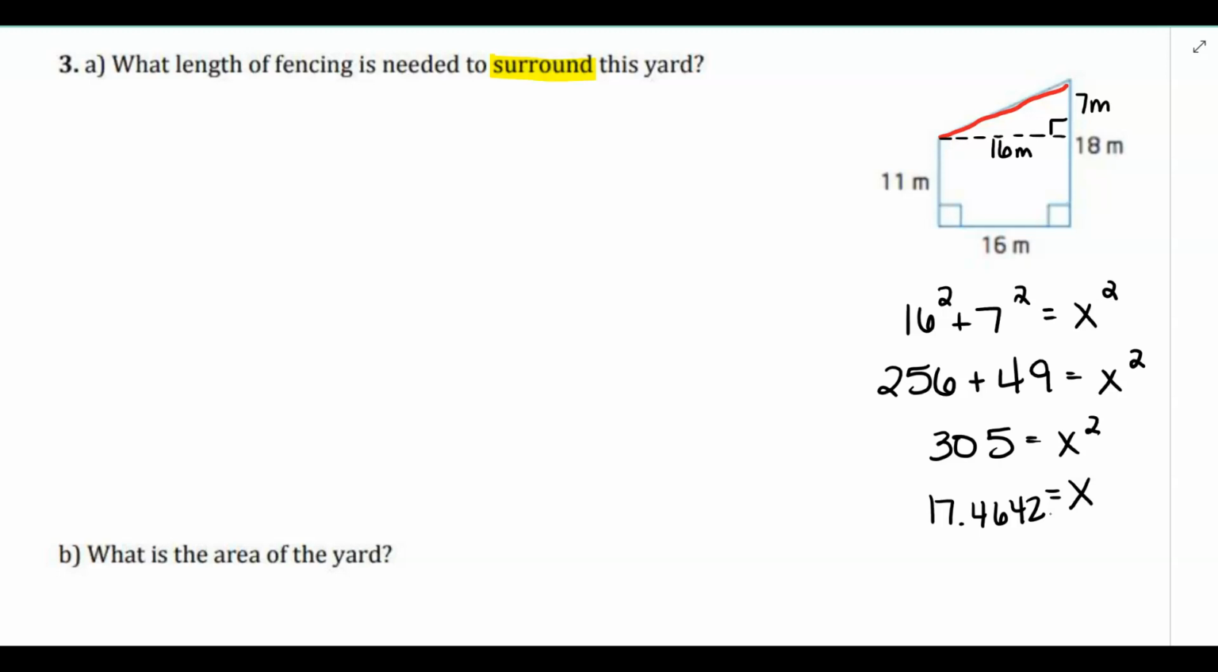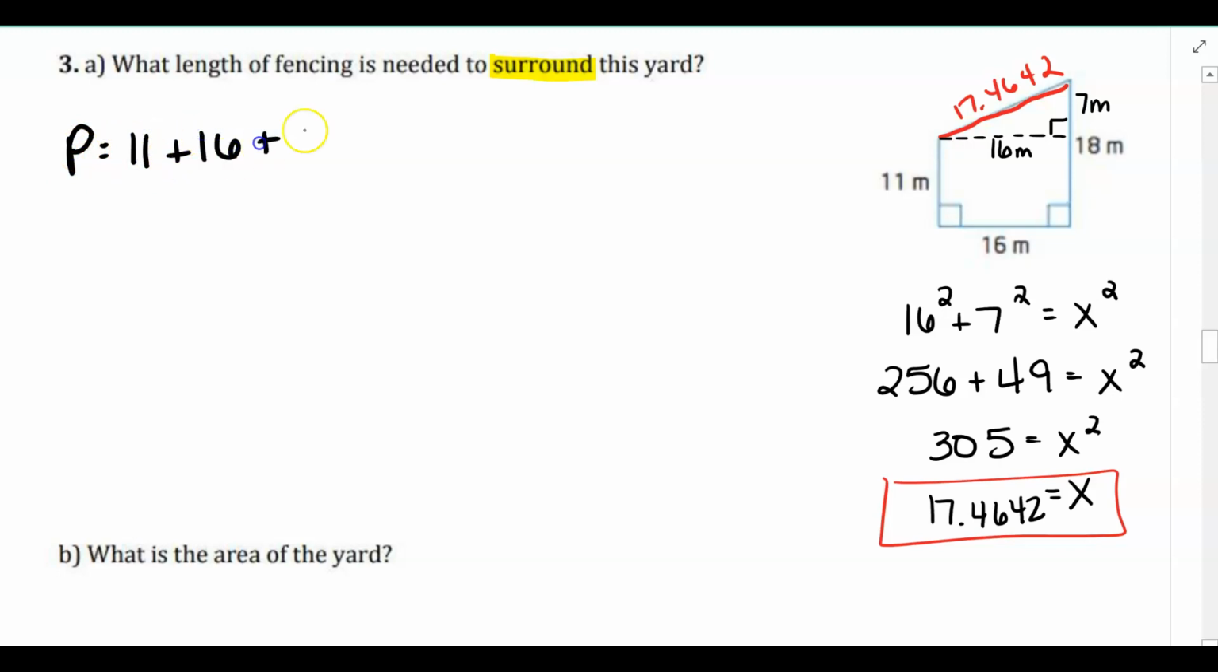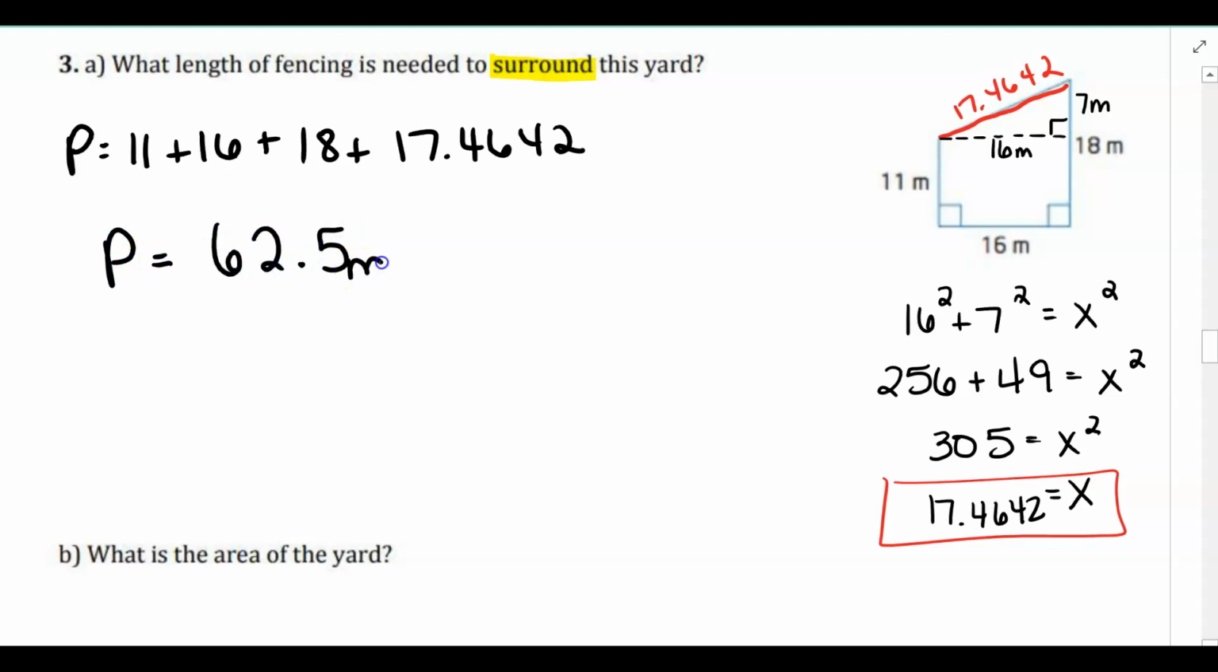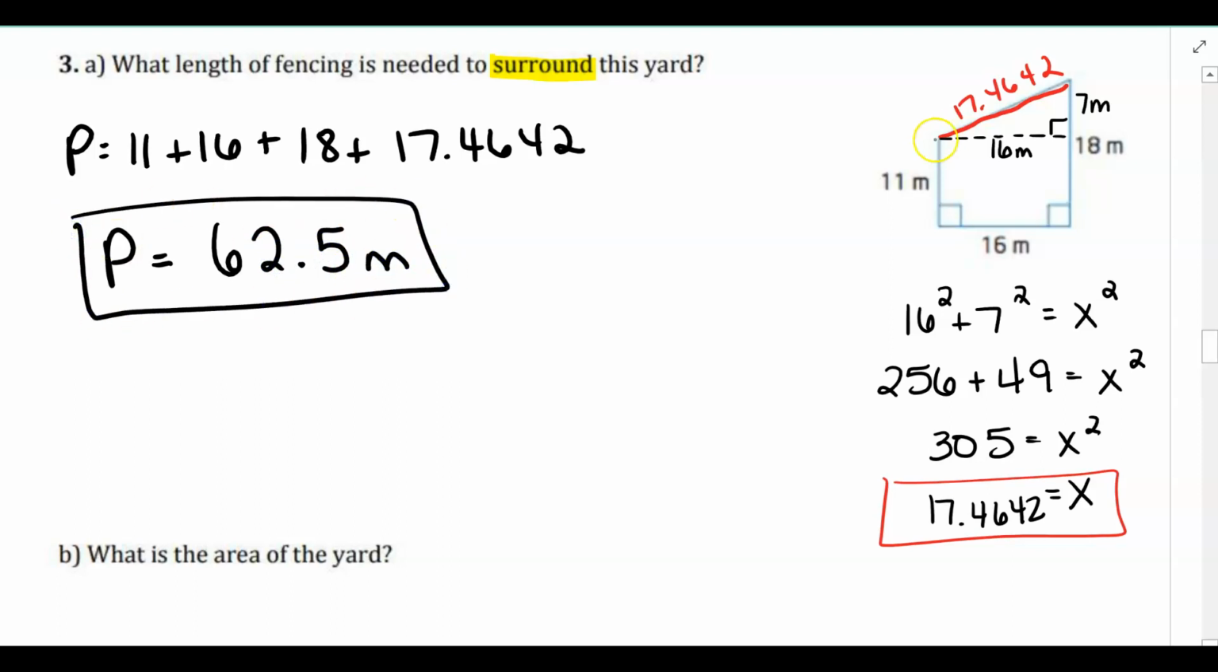Now that I know all 4 sides, right, this is my hypotenuse up there, the one missing side, I add everything up. So my perimeter is 11 plus 16 plus 18 plus 17.4642. When I combine all of that, I get a perimeter of approximately 62.5 meters, just meters. Okay, so while that gives me the measurement all the way around, I'm going to erase things on the diagram.